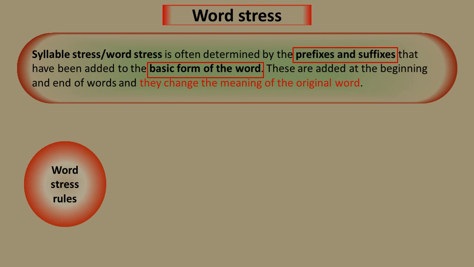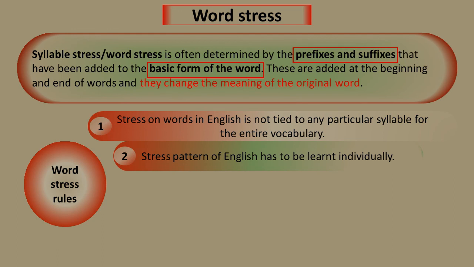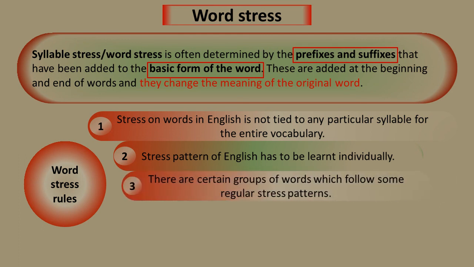So anyway, let us learn word stress rules. Stress on words in English is not tied to any particular syllable for the entire vocabulary. You know very well, we have much vocabulary in dictionaries, but the stress of one word is different from another word. So we have to learn the stress pattern of English individually, and there are certain groups of words which follow some regular stress patterns.